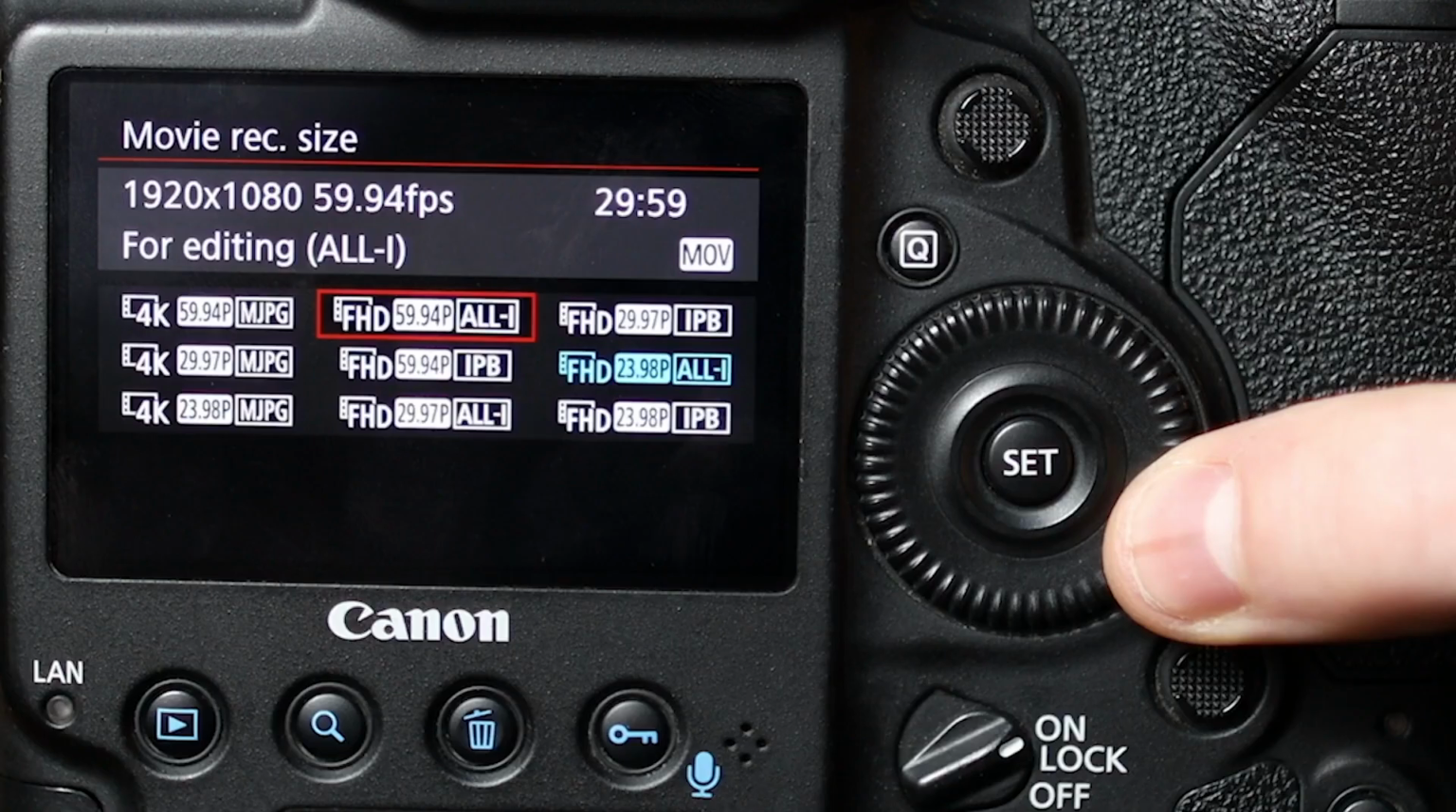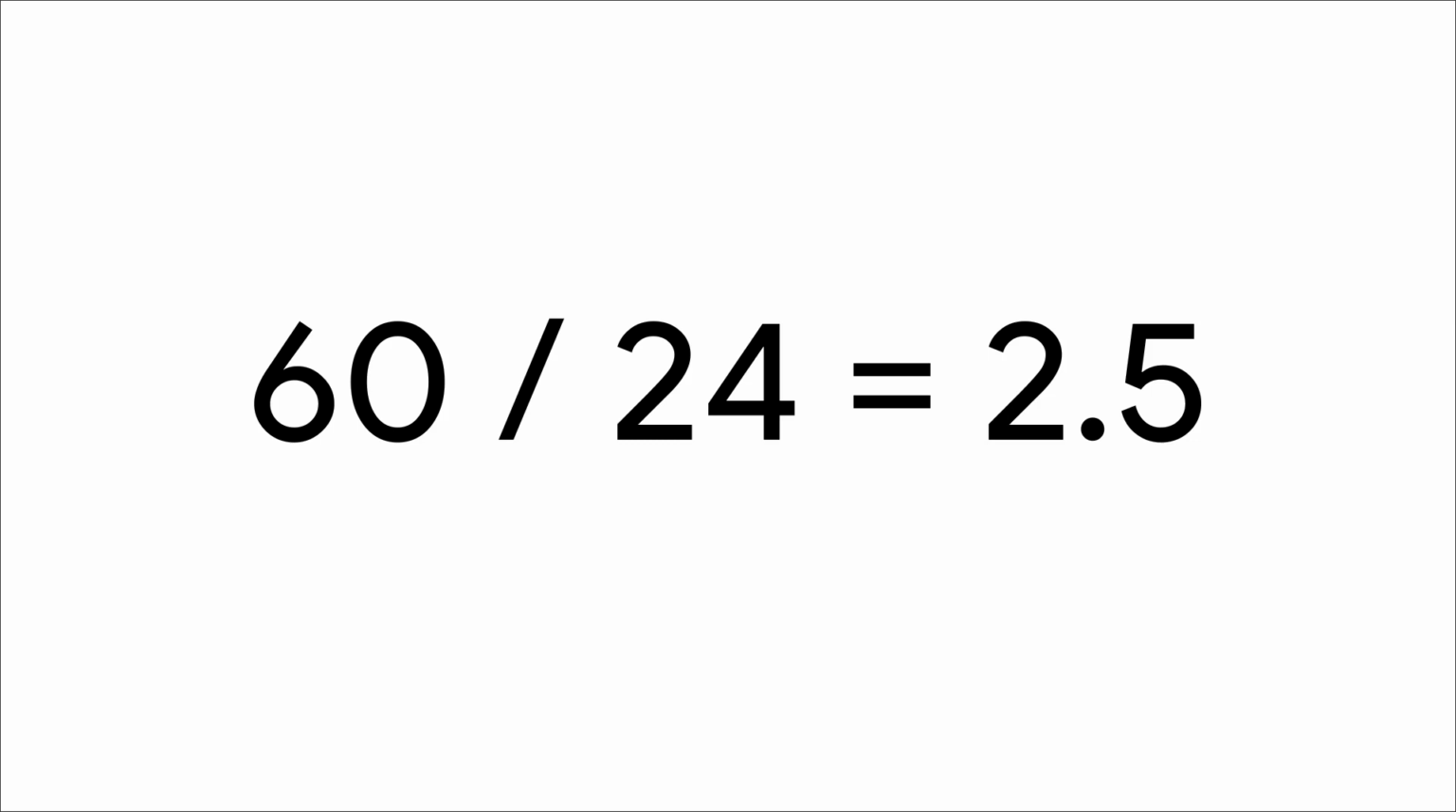The next major bump that is important is 60 frames per second. Now 60 divided by 24 is 2.5, which means you can slow down footage at 60 frames per second by a factor of 2.5, giving you perfectly smooth slow motion. 60 frames per second at 1080p is what I would suggest you use as a baseline for any camera you're looking to purchase.